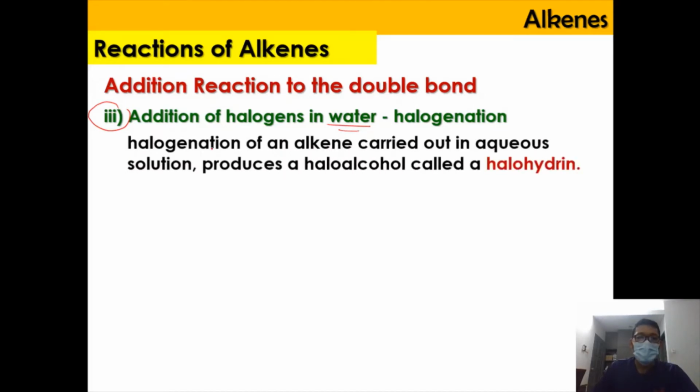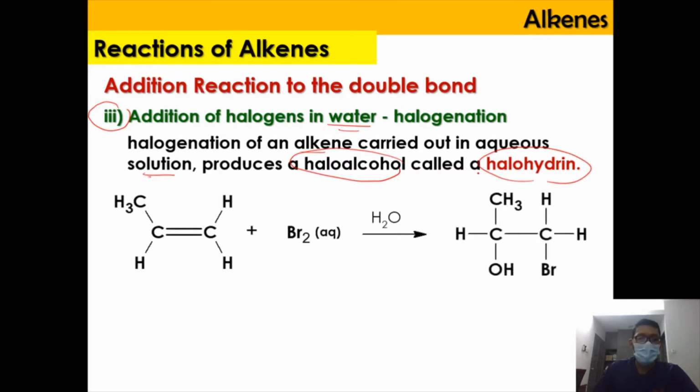The halogenation of an alkene carried out in aqueous solution, for example water, produces a halo alcohol called a halohydrin. For example, if we have an alkene reacted with a halogen, for example bromine gas, in water, this will cause the Br to be attached to one of the carbons. Meanwhile, OH, which is the component of water, will be attached to the other carbon.